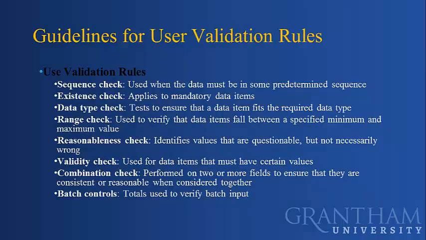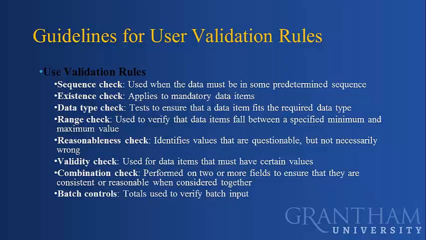Guidelines for user validation rules. Use validation rules such as sequence check, used when data must be in some predetermined sequence. Existence check applies to mandatory data items. Data type check tests to ensure that a data item fits the required data type. Range check is used to verify that data items fall between a specified minimum and maximum value.